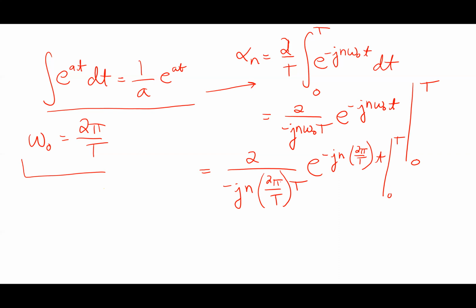So if I have 2 pi over T times T, right, the T's go away. And I got 2 on top and a 2 on top, so they go away. So this guy becomes negative 1 over j n pi times, all right, so I got e to, so how do I evaluate this integral here? How do I do this part?